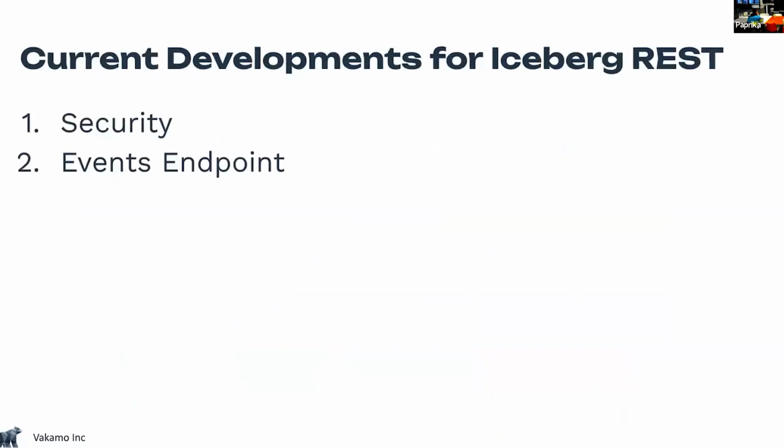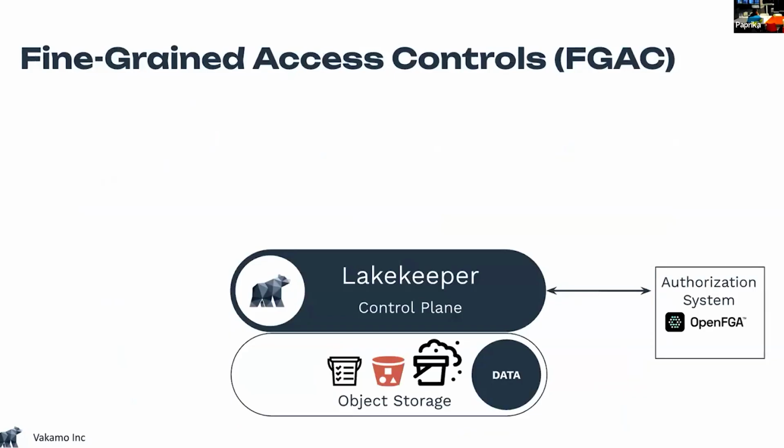So what is actually the future of Iceberg REST? I want to talk about security and about the events endpoints. How does fine-grained access control actually work on Iceberg? Well, we have our storage, we have our catalog. What we did at Lakekeeper, and that's something you can use as well, is that we didn't put the authorization inside of the catalog. The decision was made to make that outside, but very close. So there is a trait, an Authorizer trait, and you can actually go and implement it by yourself.